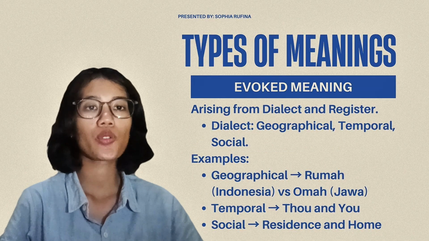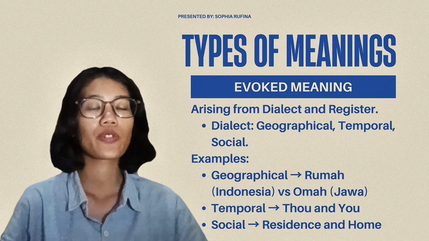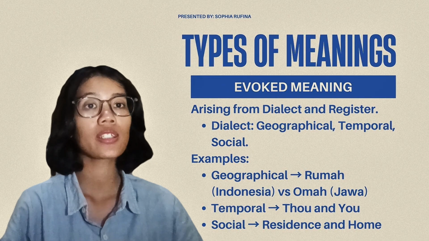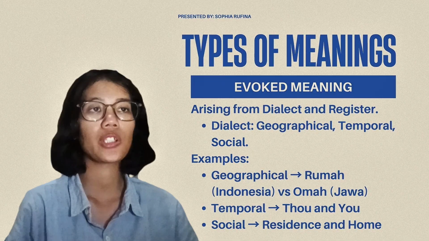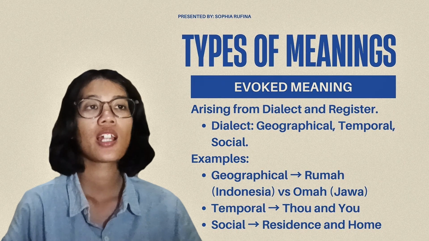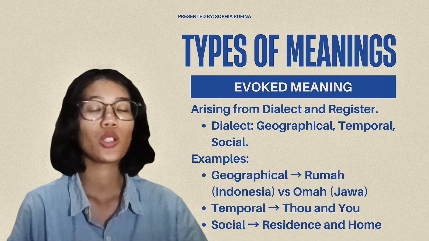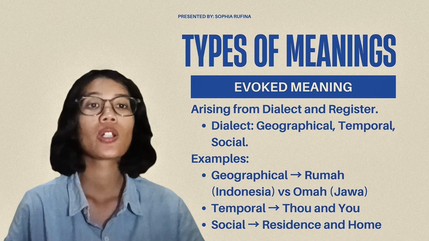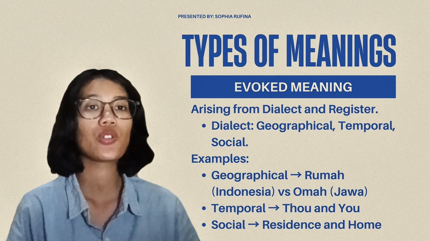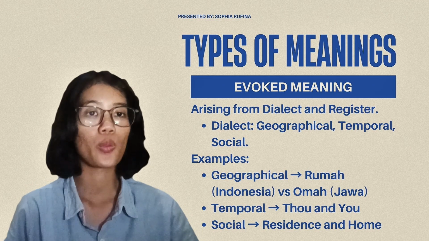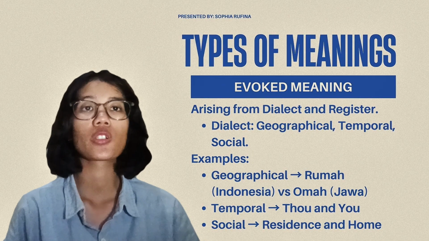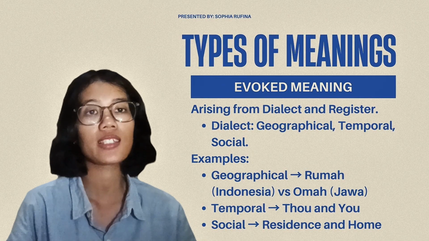Number 4 is evoked meaning, arising from dialect and register. First, dialect, which can be geographical, temporal, and social. For example, geographical, the words rumah and omah. Rumah is the standard Indonesian form, and omah is Javanese. Using omah evokes a specific regional identity.